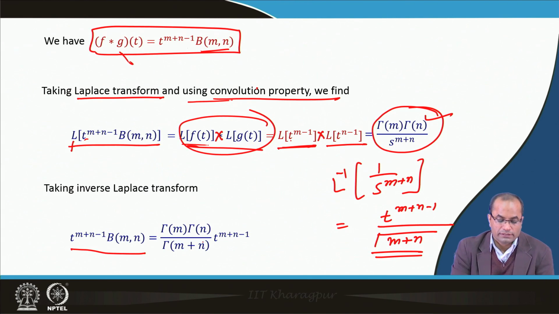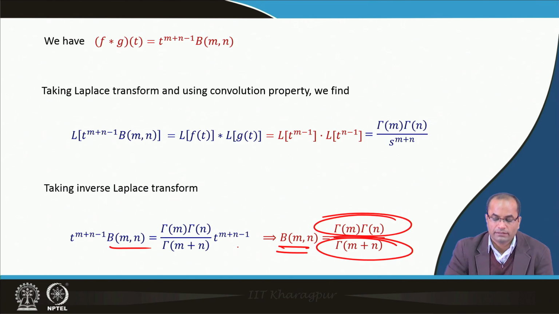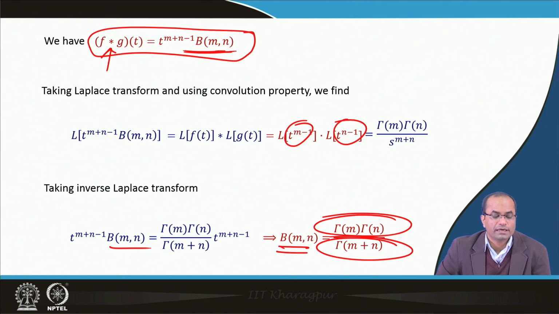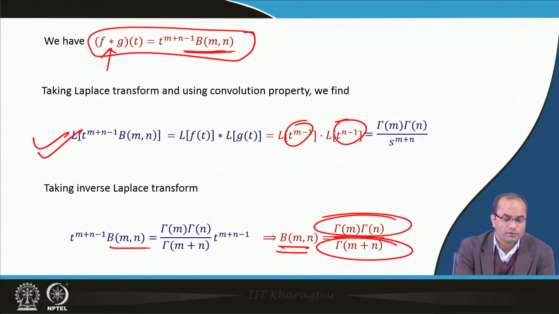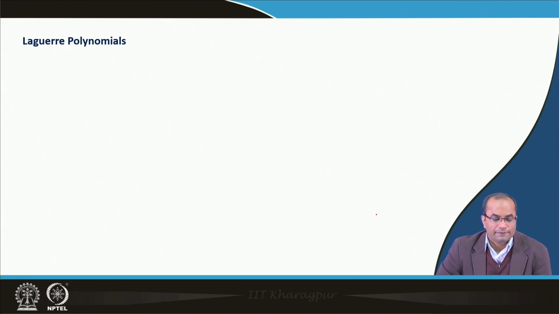So, this gives us now that beta(m, n) is equal to gamma(m) gamma(n) divided by gamma(m plus n plus 1). So, considering these two functions t^(m-1) and t^(n-1), we have established this relation that this convolution product is equal to this beta function multiplied by t^(m+n-1). Then we take the Laplace transform and then the inverse Laplace transform, and we readily get this beta(m, n) in terms of the gamma functions.